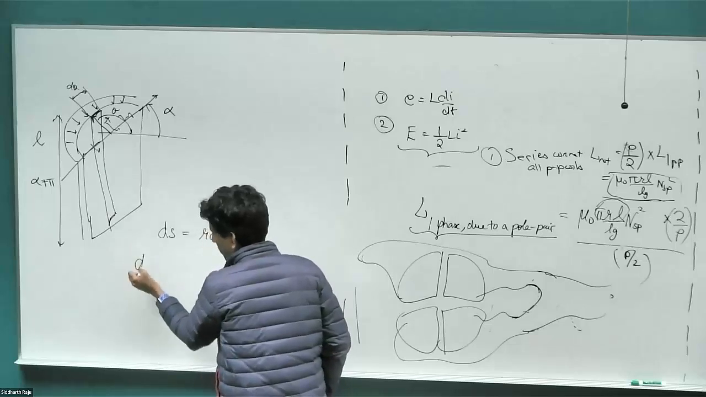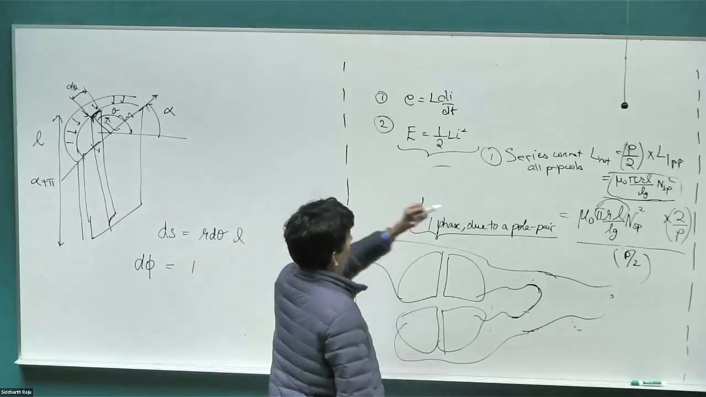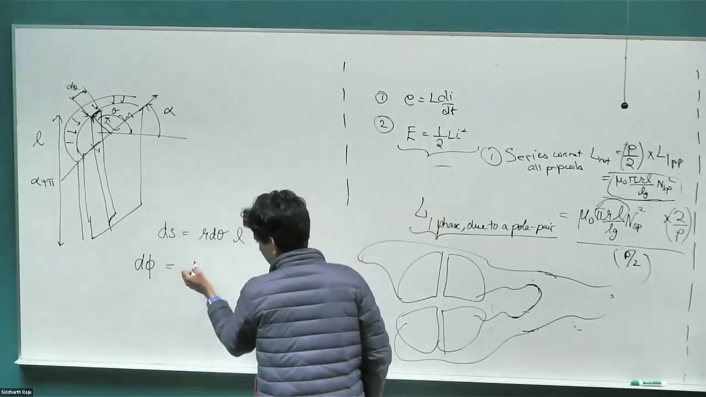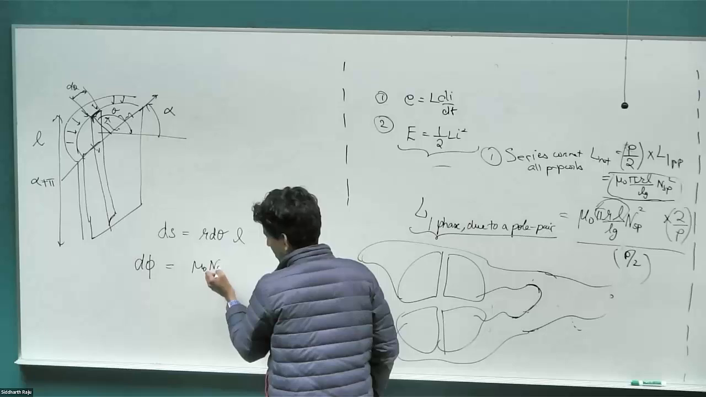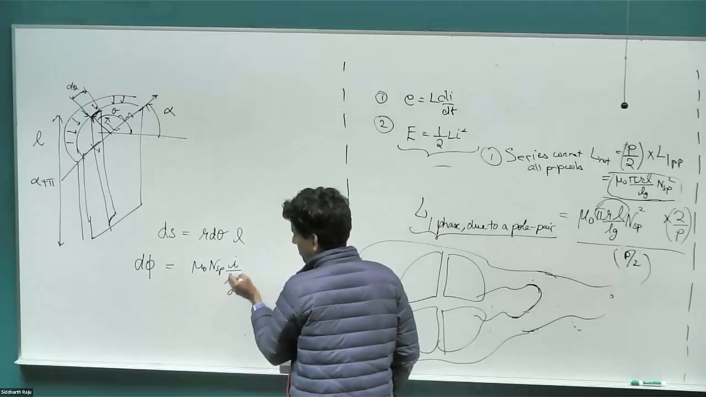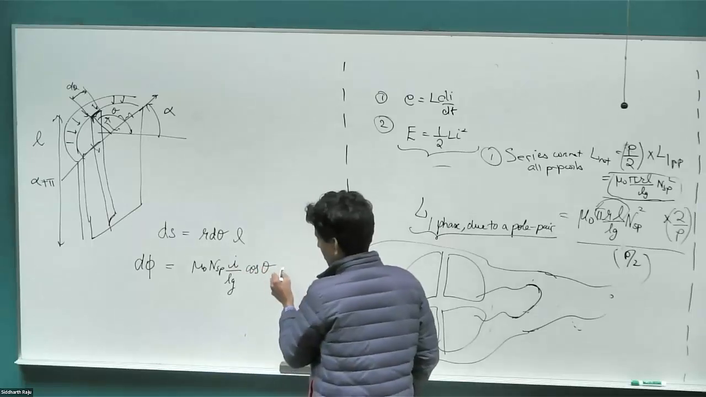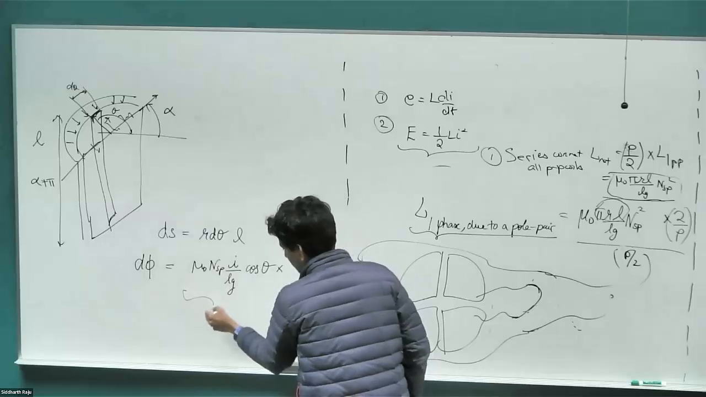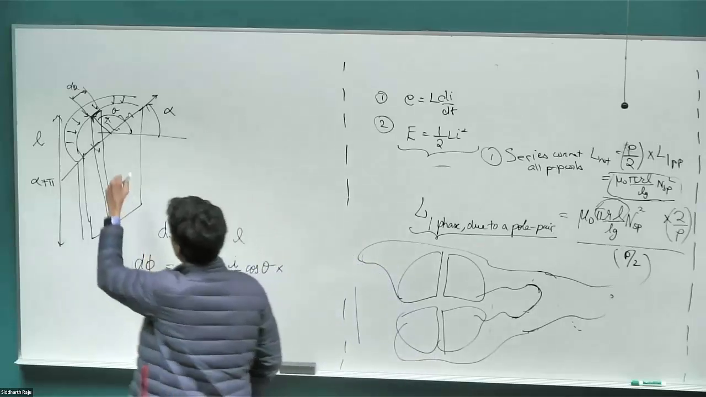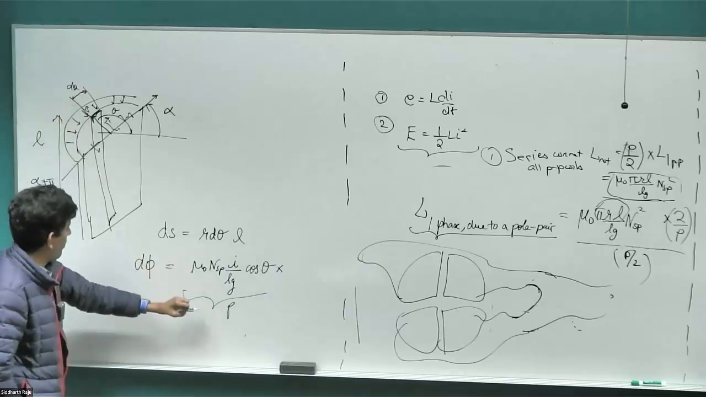And my incremental flux in the tiny surface I have chosen is going to be my B at angle theta, which was mu naught times N_SP times I divided by L_G times cos of theta, times this. So this is my B at any given angle theta, okay, which is what I've drawn here.